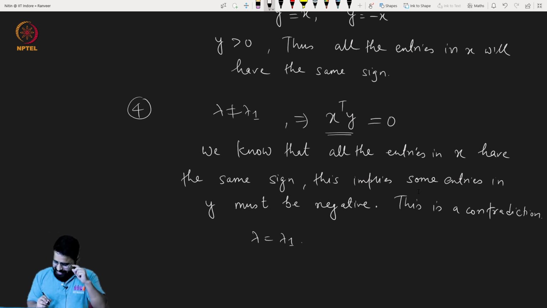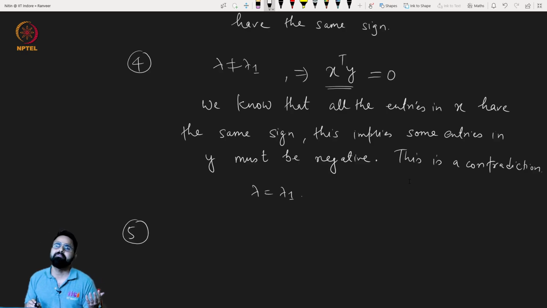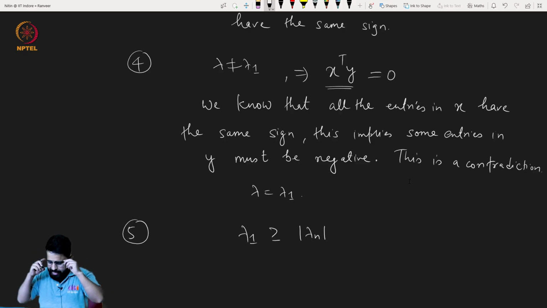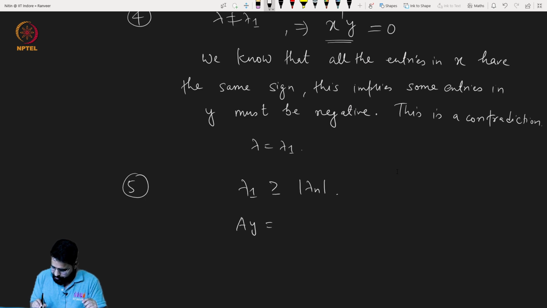Okay, very good. So I hope this is also very, very simple. Now the last result is what? We have to prove that the largest eigenvalue has the largest absolute value among all the eigenvalues. Basically we have to prove that lambda 1 is greater or equal to this. How can we prove that? Suppose Y is some eigenvector corresponding to lambda 1, so A Y equals lambda 1 Y.